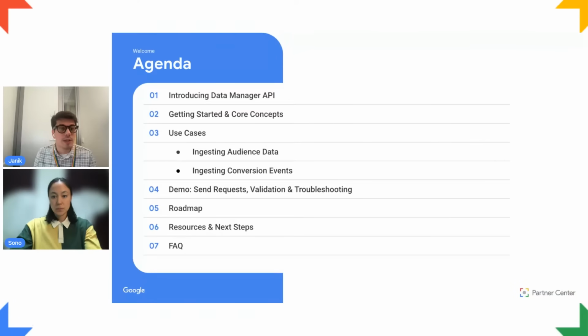Then Sono will continue on how you can actually start using the API. What is the schema behind it, the concept, and getting you a lot more technical details. She will also cover, in the part after, some use cases. How can you ingest audiences, and how can you also use that for ingesting conversion data? And then she's going to finish with a part where you actually see how it's looking in practice with a demo and actually sending some requests to the API and really giving you an easy starting point so that you can use the Data Manager API as easily as possible.